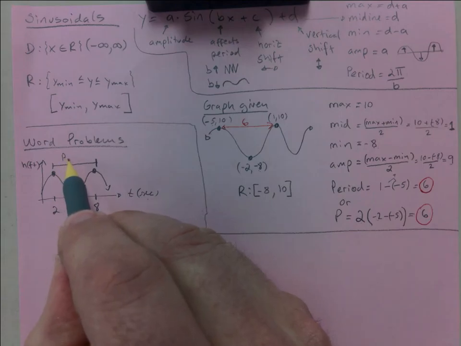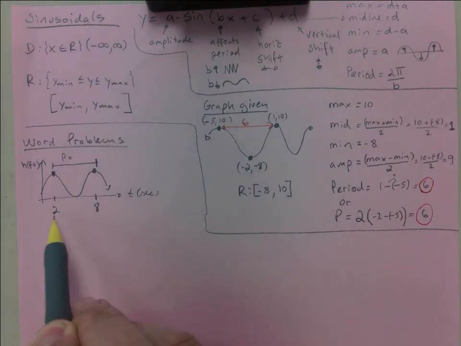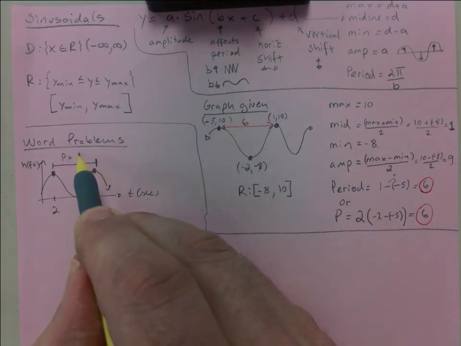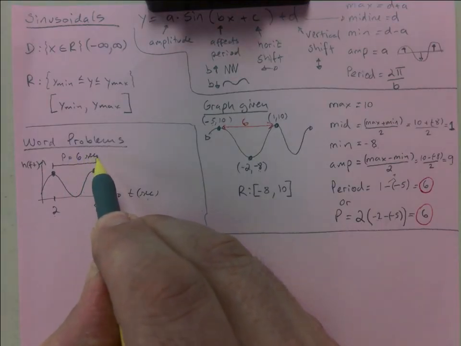The period is going to be what? Between 8 and 2, how many seconds have gone by? 6 seconds, right?